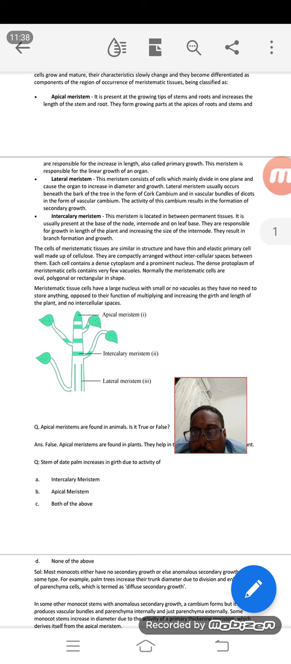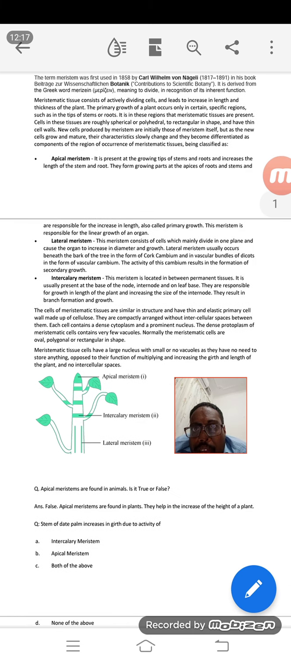If no vacuoles are there, they don't need to store anything. If they store any food, that means it will increase in diameter. So the lateral meristematic tissues may have few vacuoles, but the apical meristematic tissues, most of the time, don't have any vacuoles, because they need to increase in height. In the lateral meristematic tissues, if vacuoles are present, they can store some food materials, so that an increase in girth of the plant is possible. Is it clear? And there will be no intercellular space. These are the main things that we have to know.